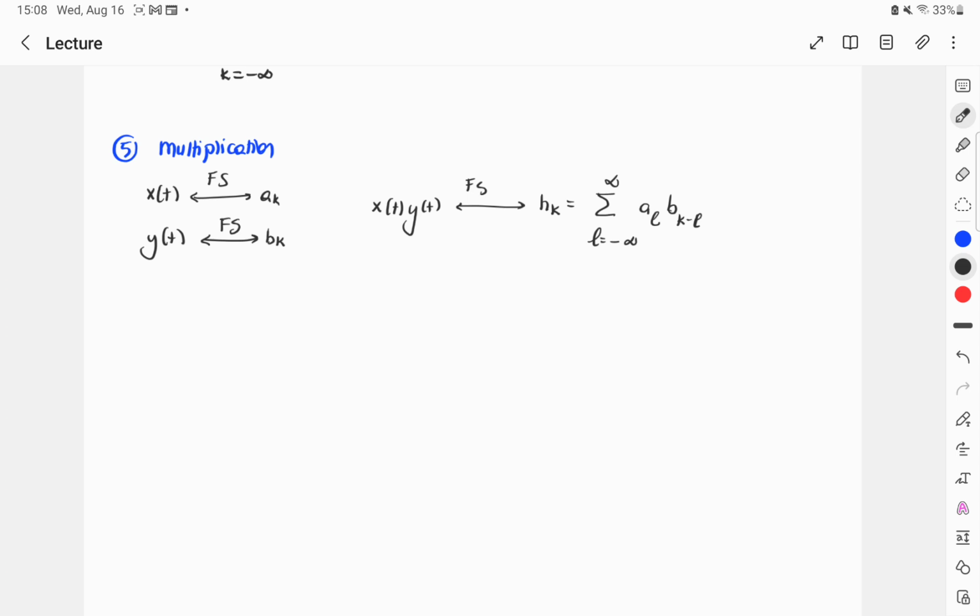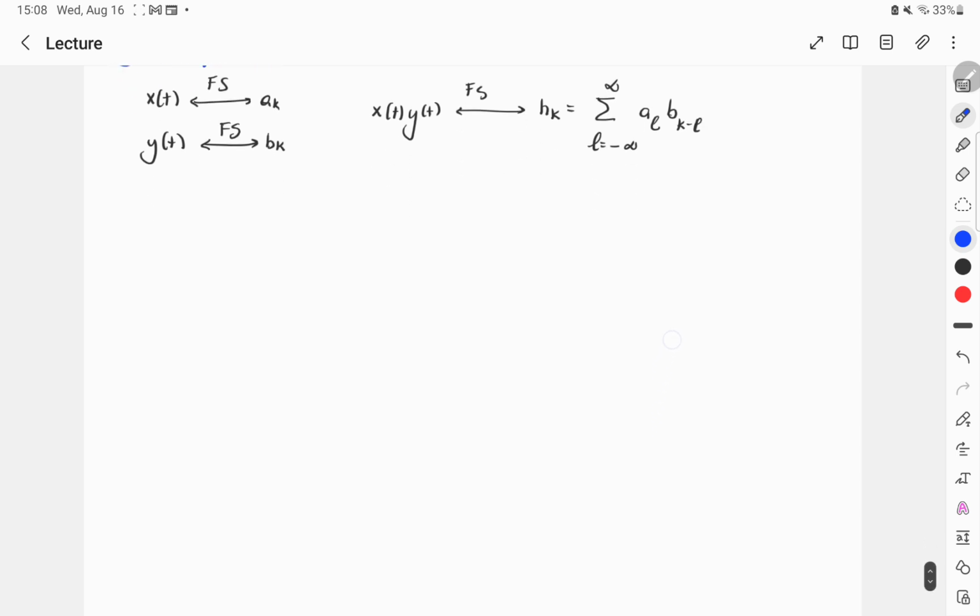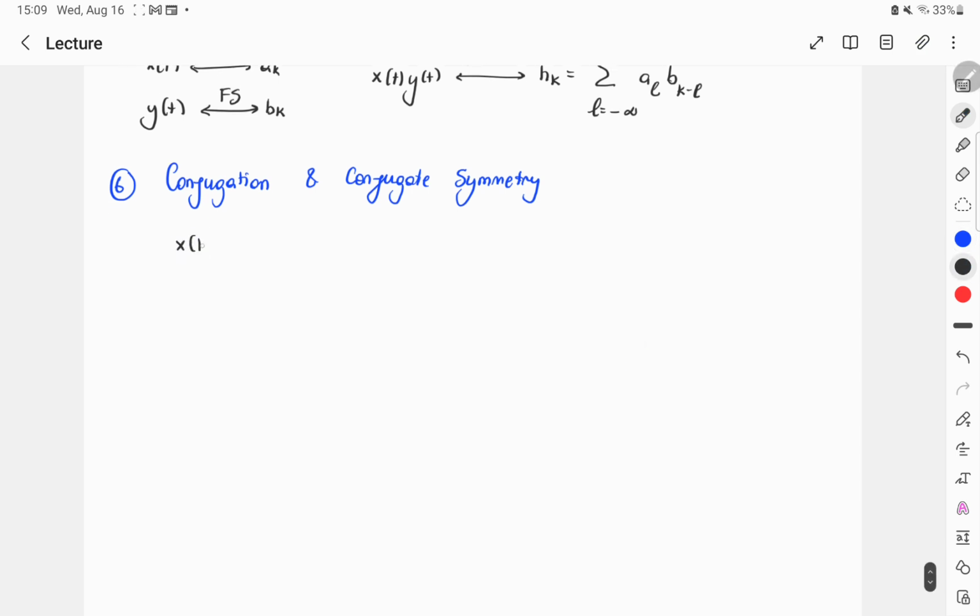And now let us move on to the last property, which is conjugation and conjugate symmetry. Let me write it here. In this property, we have if x(t) has Fourier series coefficients a_k, then x(t) conjugate has Fourier series coefficients a minus k conjugate. Here, notice we both have the conjugate, and we have the minus k here, the minus subscript as in time reversal. Okay?